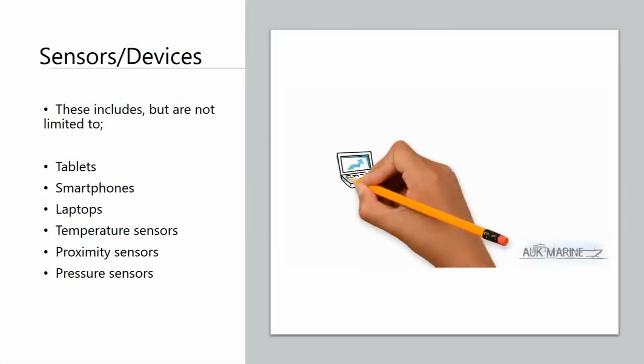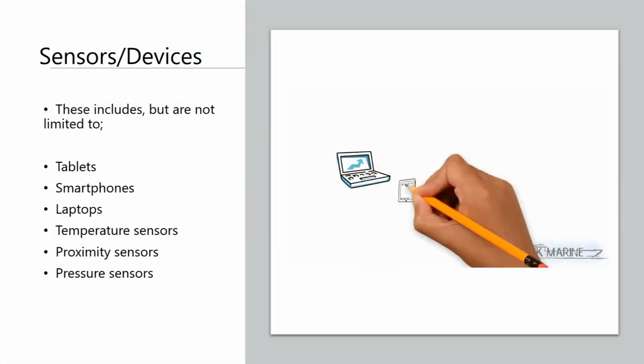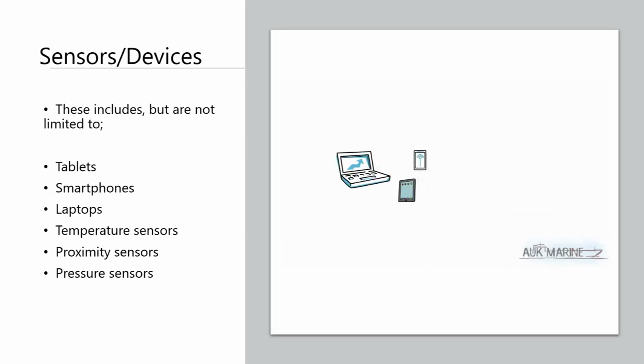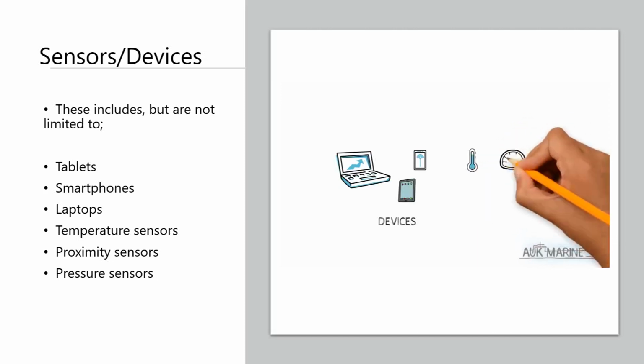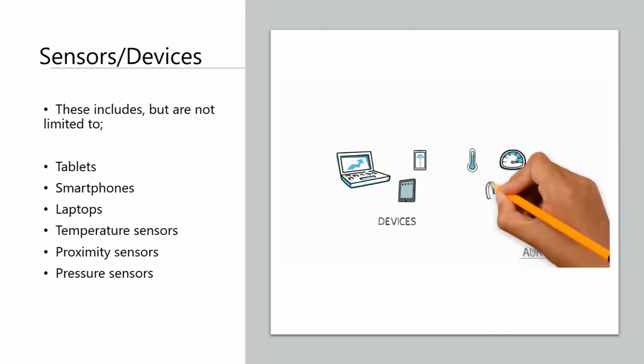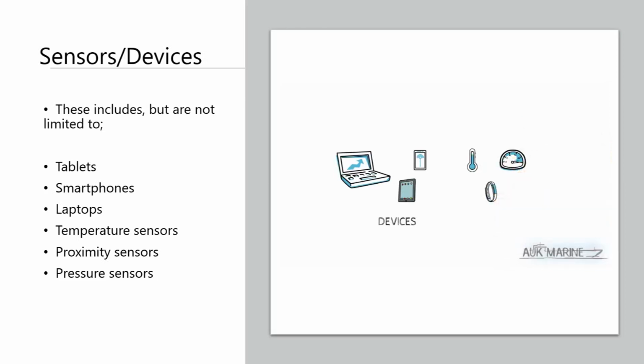The hardware part consists of sensors and devices. There are many, but we're just going to name a few. These include, but are not limited to, tablets, smartphones and laptops, which are your devices. Then you have your temperature sensors, proximity sensors, pressure sensors, and there are many more sensors that could be added. These are your sensory devices.